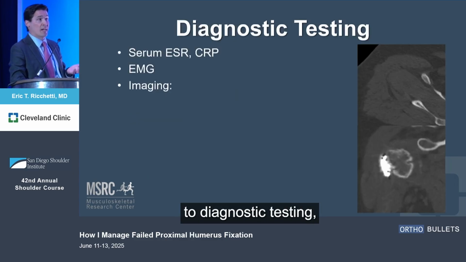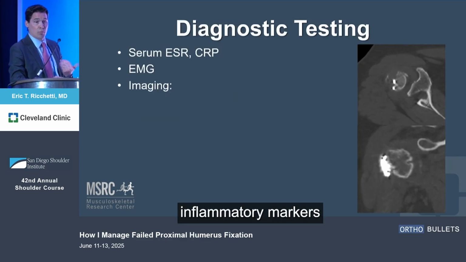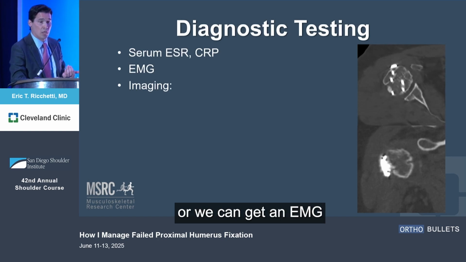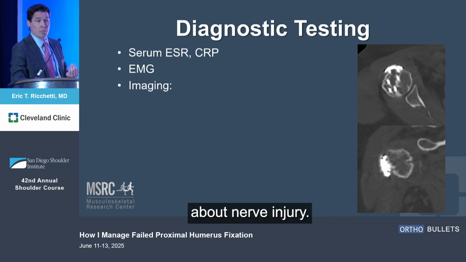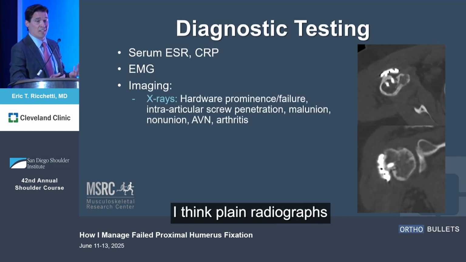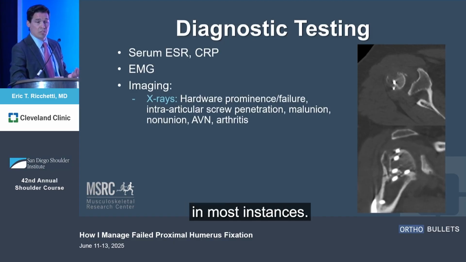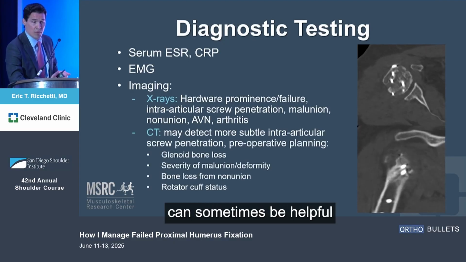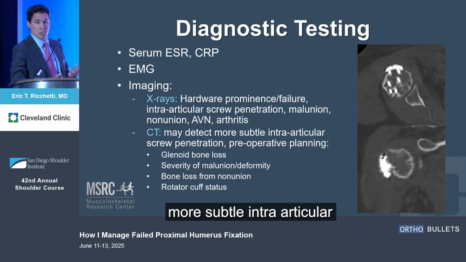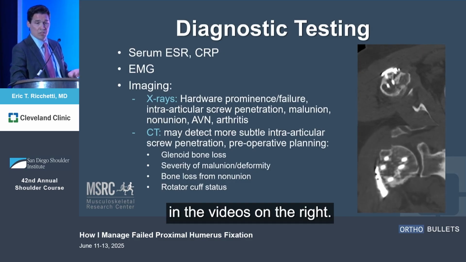With regards to diagnostic testing, we can get inflammatory markers if we're concerned about infection. We can get an EMG if we're concerned about nerve injury. And then with imaging, I think plain radiographs can give us the cause of failure in most instances, but CT can sometimes be helpful to detect more subtle intra-articular screw penetration like you can see in the videos on the right.